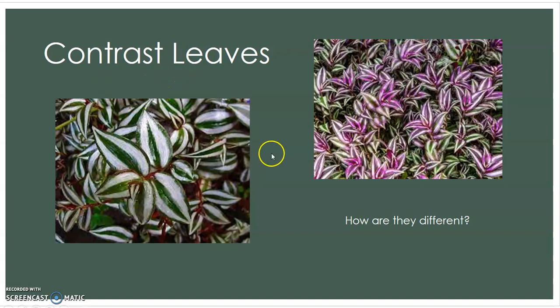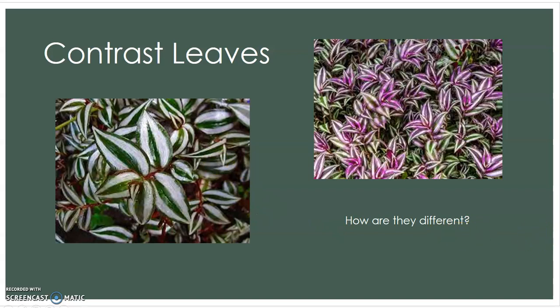Contrast the leaves. These leaves look very similar. But the question says, how are they different? This one up here, we can see that there's stripes with green and purple. But when we look over here, I see stripes with green and white. Do these leaves look a lot alike? I think they look alike. It's just they're different colors.